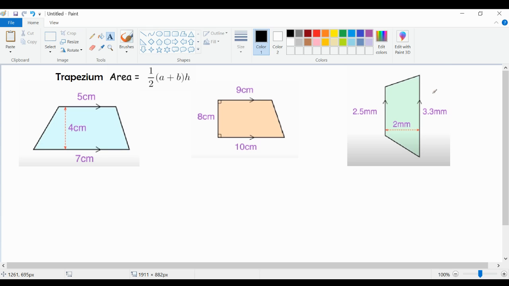We're going to look at trapezium area. First of all, what is a trapezium? Well, a trapezium has one pair of parallel sides and it has two sides that are not. It doesn't have to be though, but basically you're looking for one pair of parallel sides.